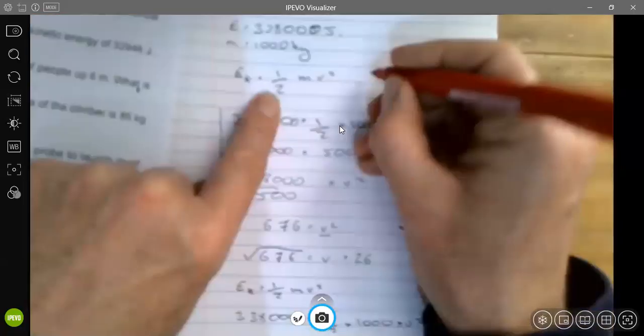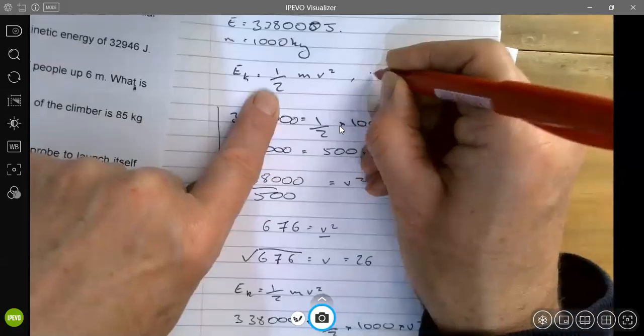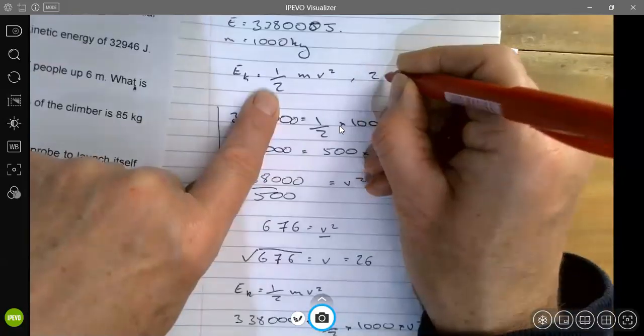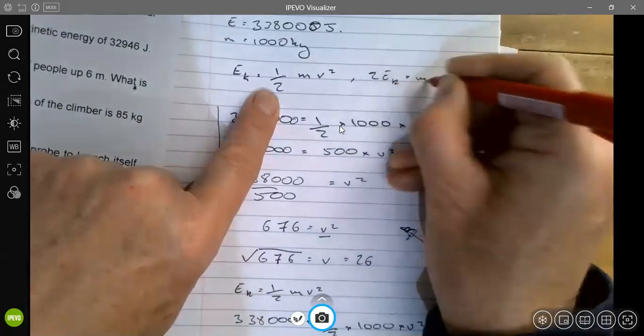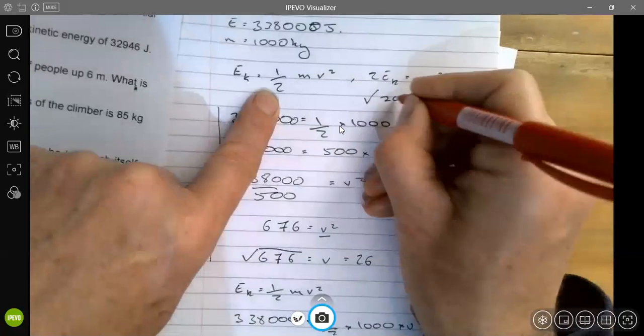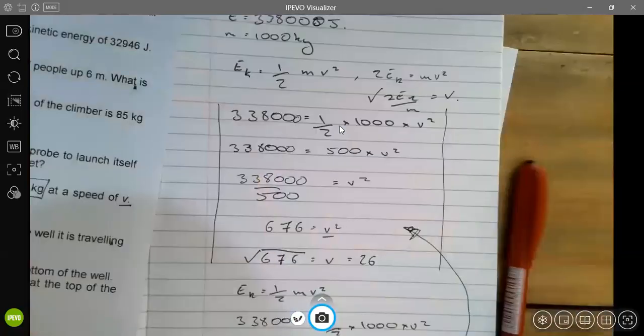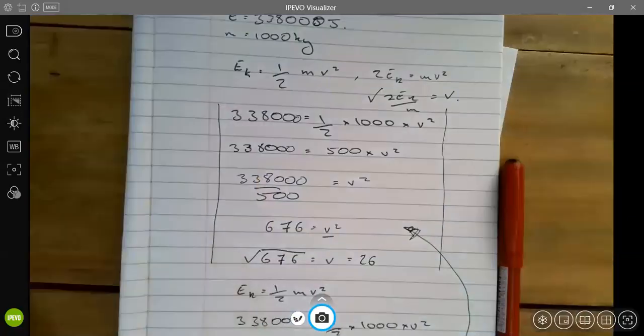Personally, I prefer to do this: rearrange right at the beginning. So 2EK is equal to mv squared, so v is the square root of 2EK over m. But the exam board would like you to insert numbers. You get a mark for inserting your numbers, so that's the way we're going to do it.